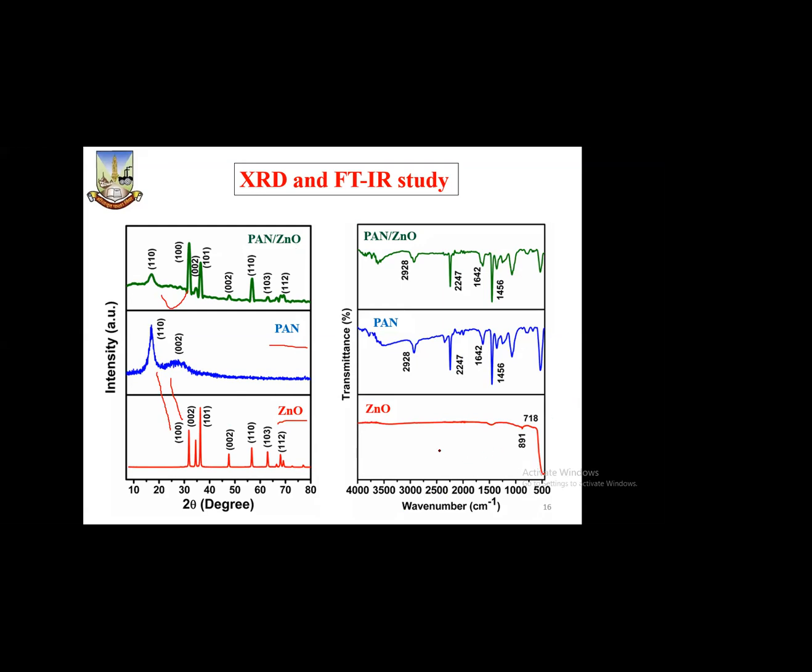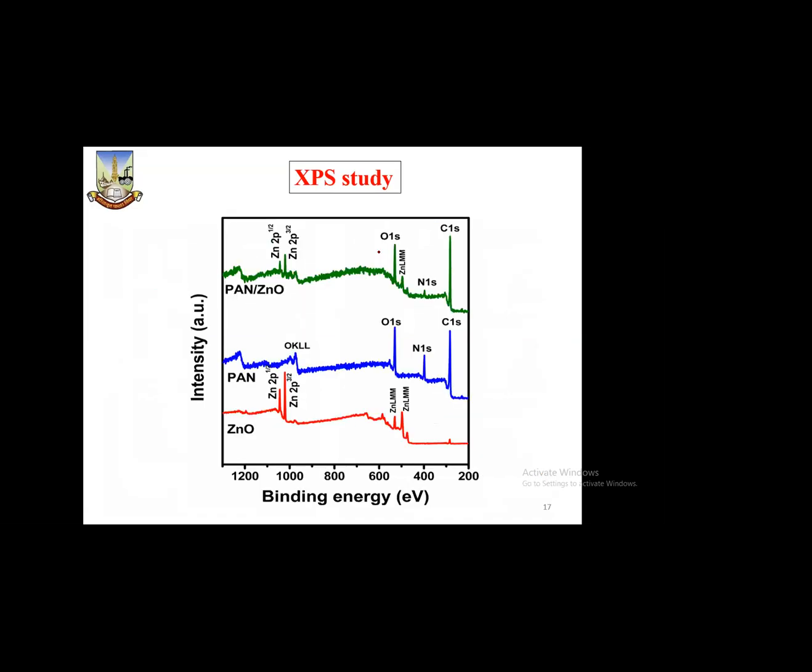When we talk about the FTIR analysis, zinc oxide shows a peak at 891 to 718 centimeter inverse, while PAN shows the functional groups at 2928, 2247, 1642, 1456 centimeter inverse. And when we prepare the PAN zinc oxide nanofiber, we observe the presence of this peak also, along with the peaks from the PAN. This combination shows the PAN zinc oxide nanofiber.